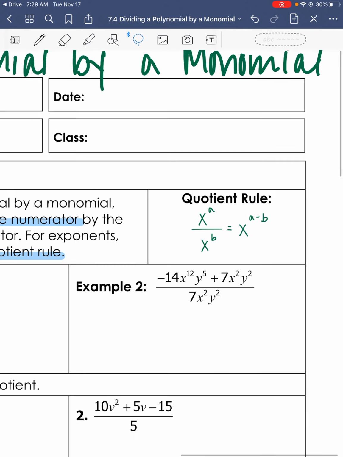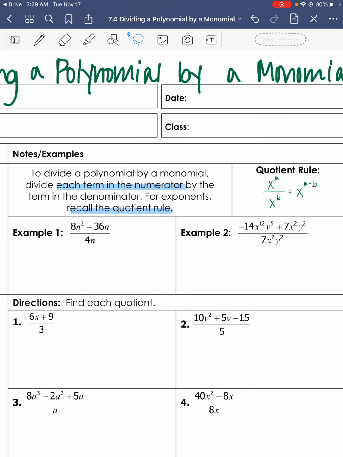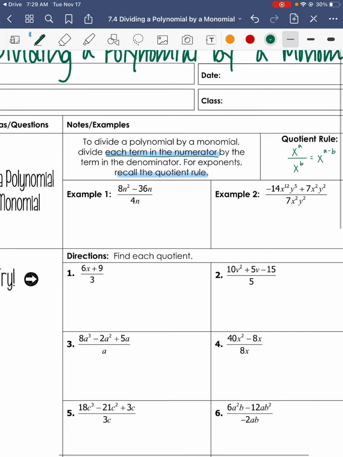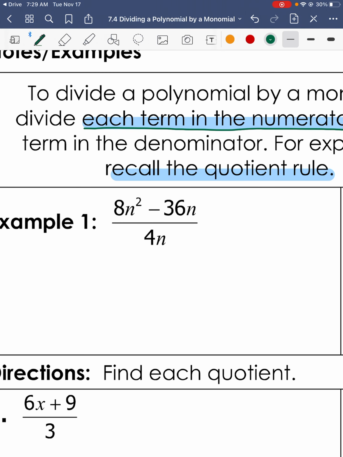So now we have our quotient rule. That's going to be important to remember. The other thing that I highlighted here that is really, really important to remember is that every single term in the numerator must be divisible by the same number in the denominator, and we'll take a look at that.